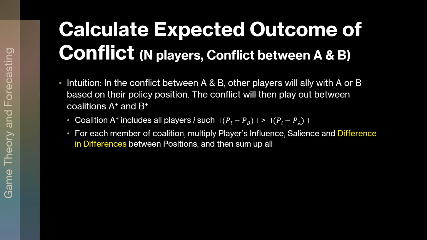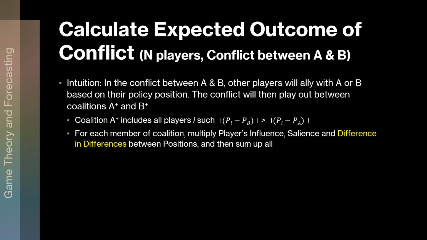So the intuition here is that in a conflict between A and B, other players will ally with A or B based on their policy position. Somebody who prefers A's position over B is going to help A out. Someone who prefers B's position over A is going to help B out. And I'm going to talk about coalitions and use A plus and B plus to identify a coalition.